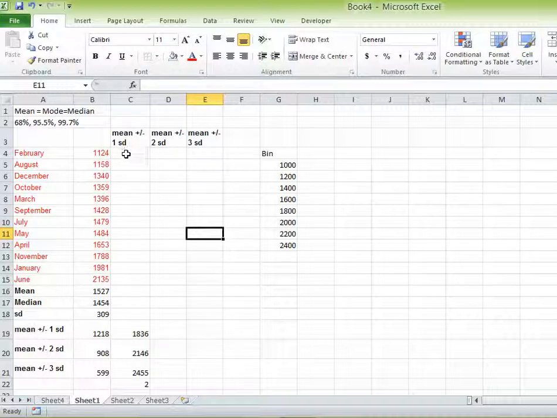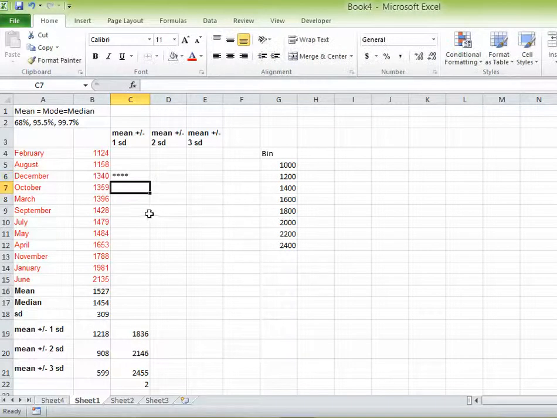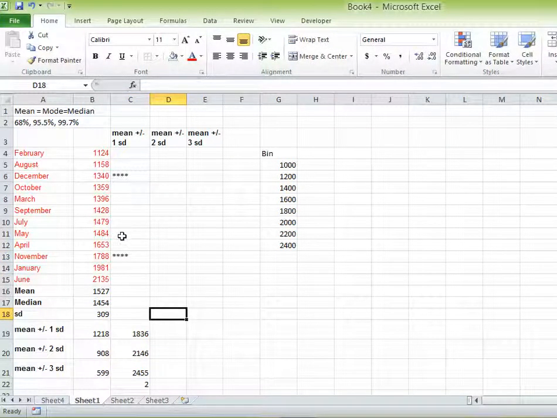Well, let's see, 1218 is going to, let's see, 1158 is too low, but 1340 is not. So I'm just going to put stars there. There we go. And let's see, how about at the high end? 1836 will cover 14, 16, 18. It won't cover the 1900, so we're going to have a set of stars here. Okay, so all of these values in the middle, including the stars, are covered by this range.